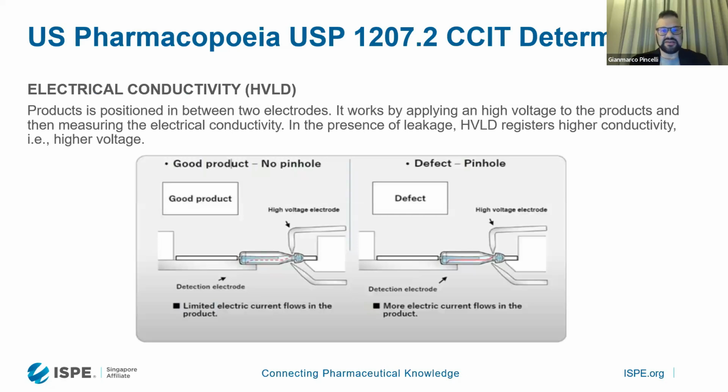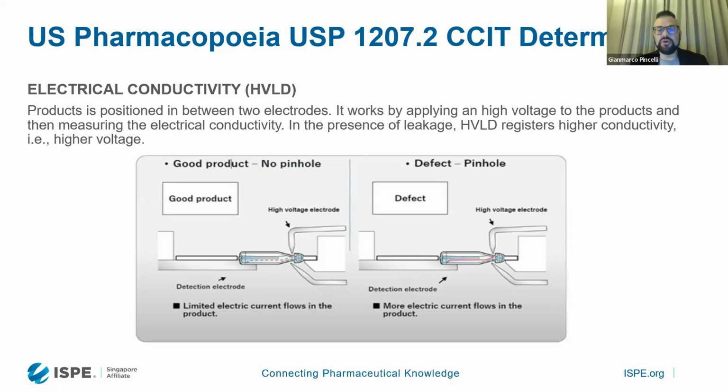Then listed in that comparison, we have the HVLD. HVLD uses a microcurrent that passes through the container. This is listed in USP 1207 and is widely applied to all types of products, plastic and glass, but we have to make some considerations about that. First of all, the current is passing through your container, and you have to make all the considerations about that.